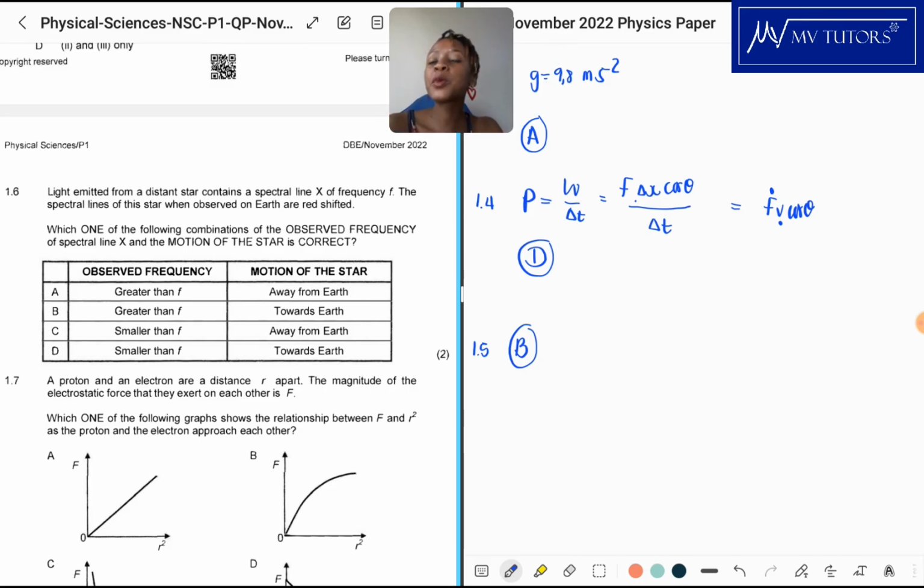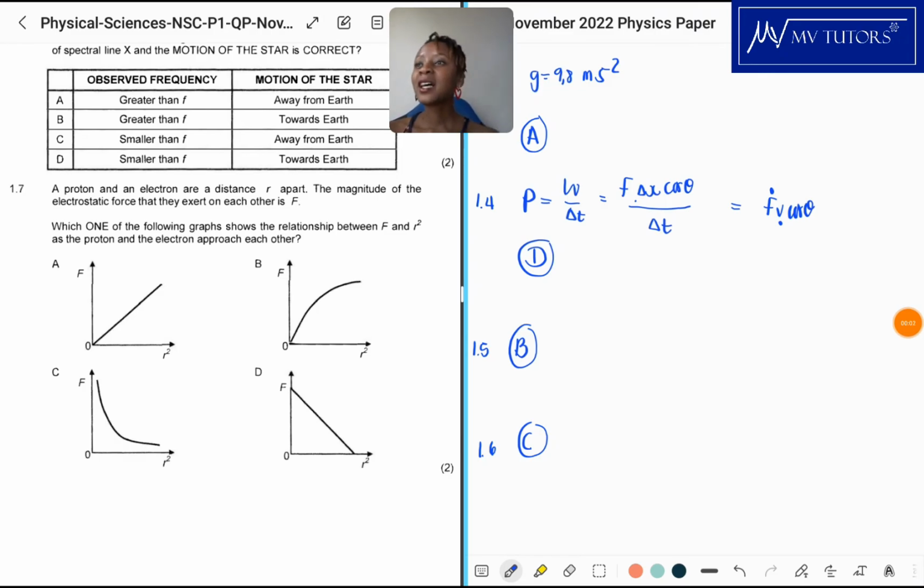But the observed frequency will be smaller than f. Okay, and because it will be smaller than f, we're only looking at options C and D. Now let's see the motion of the star. Is it away from the Earth or towards the Earth? Alright, so it will be away from the Earth. Hence, 1.6 option is C.